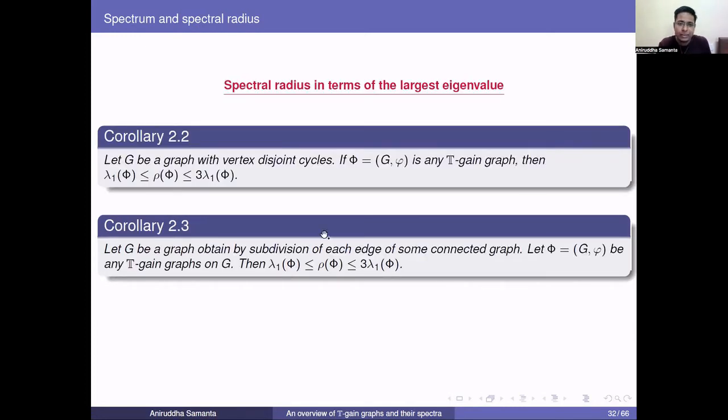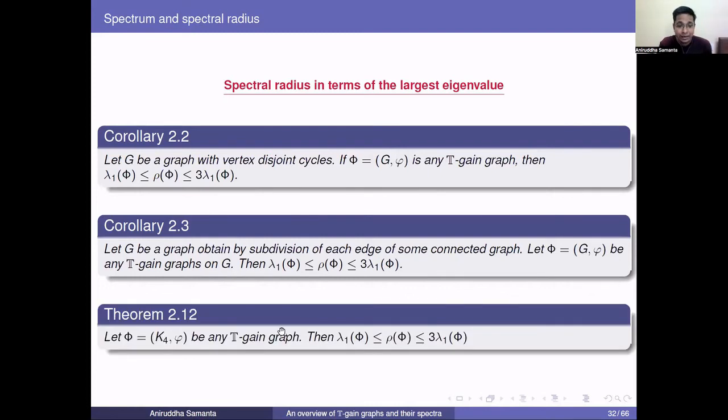Now some corollaries of it. Suppose our graph is a vertex-disjoint union of cycles, then the result holds. Suppose G is obtained by subdividing each edge of some connected graph, then the result also holds. And if we consider K4 as our underlying structure, then the result also holds. So there are many graphs for which we can prove that the result holds, if it is an F graph.